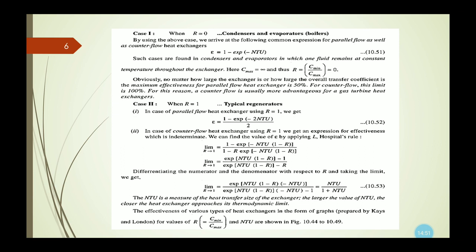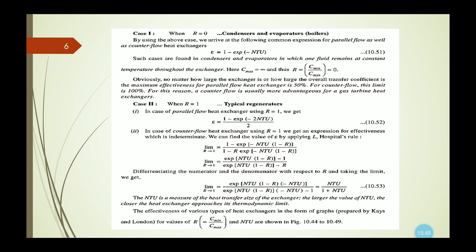So the next case is when capital R, that is the capacity ratio, is 1, which happens in case of typical regenerators. So when R equals 1, considering the parallel flow heat exchanger, the effectiveness formula can be written as effectiveness equals 1 minus e to the power minus 2 NTU, divided by 2. And in case of the counter flow heat exchanger, when the capacity ratio is 1, using L'Hospital's rule, we can write that the effectiveness is NTU divided by 1 plus NTU.